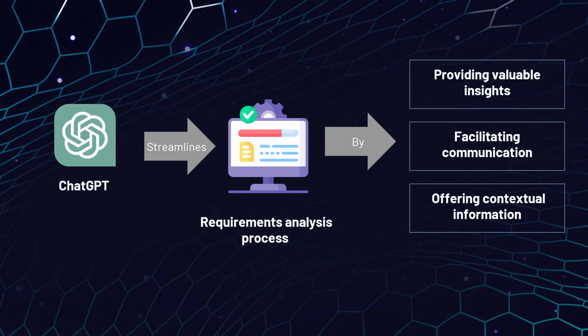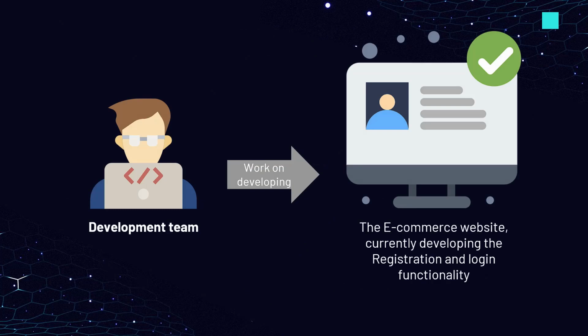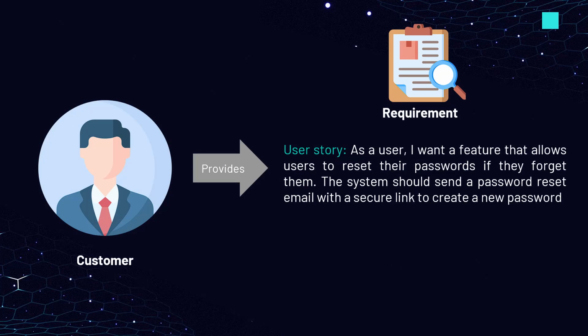During requirements analysis, ChatGPT can assist in understanding, clarifying, and generating information related to software requirements. Let's consider an example of a QA engineer using ChatGPT while reviewing the business requirements for software. Imagine that the development team is working on an e-commerce website and currently developing the registration and login functionality. The customer provides to the development team a requirement: user story. As a user, I want a feature that allows users to reset their passwords if they forget them. The system should send a password reset email with a secure link to create a new password.